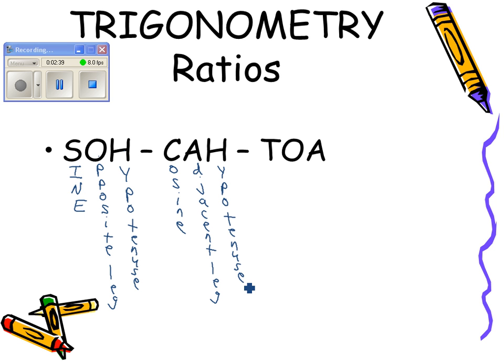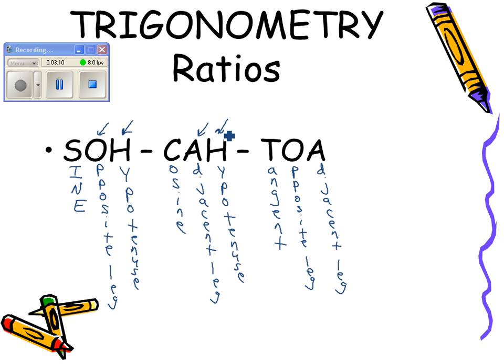The next part, the TOA, stands for tangent. That's the T. That's the third trig ratio. And that is the opposite leg over the adjacent leg. Remember, each of these is just a ratio, so you're setting opposite over hypotenuse, adjacent over hypotenuse, opposite over adjacent as a ratio, as a fraction.